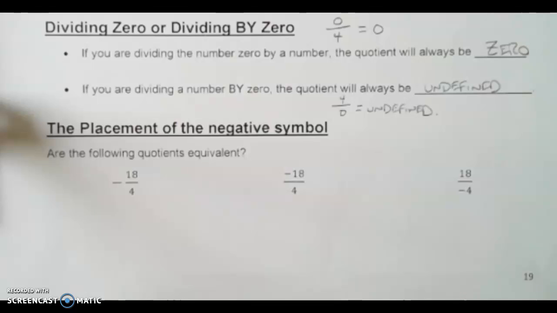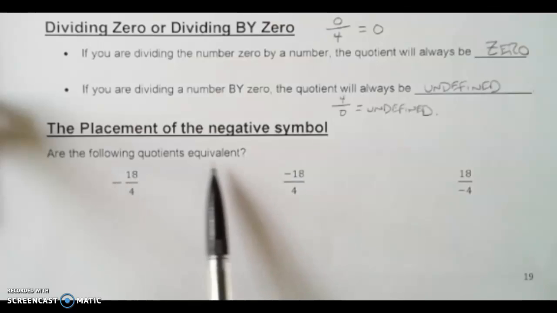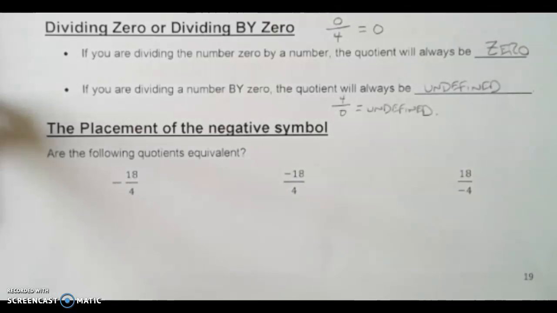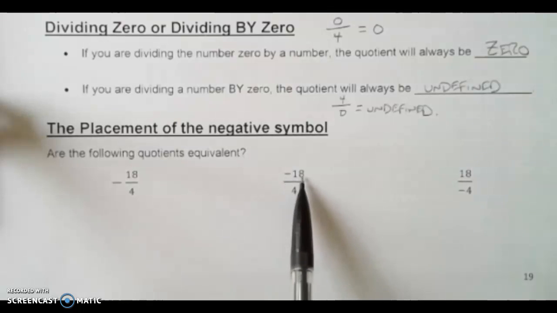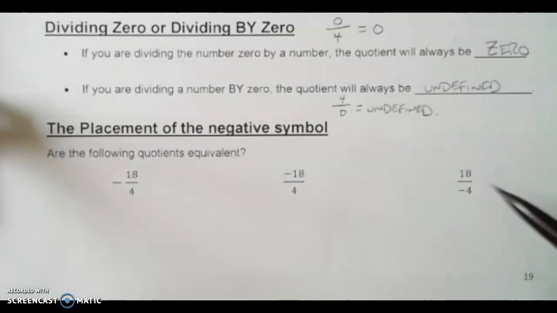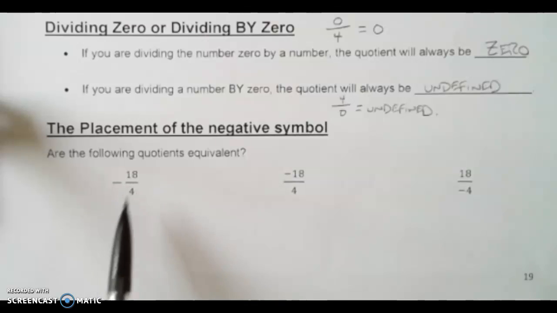The last thing that I want to talk about relating to division is the placement of the negative symbol. We've talked about a few rules with division that involve negative numbers, and we want to talk about where the placement of that negative symbol is. So looking at these 3 fractions, they all look very similar, and I want to know, are the following quotients equivalent? We have negative 18/4, we have negative 18 divided by 4, and we have 18 divided by negative 4. This first one I'm going to save. I'm going to come back to this one.